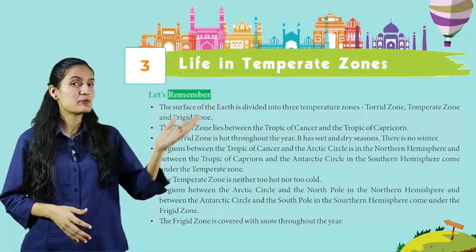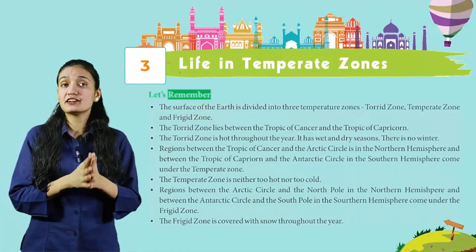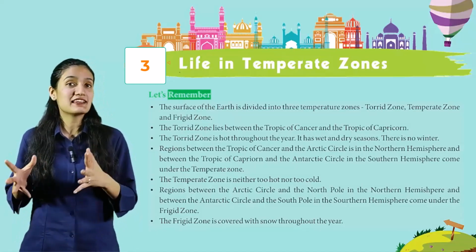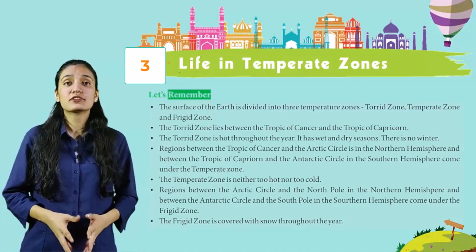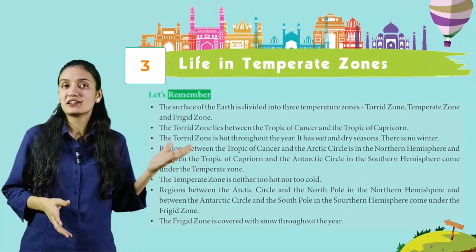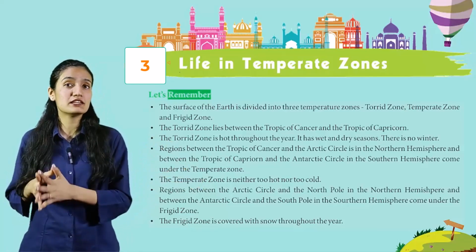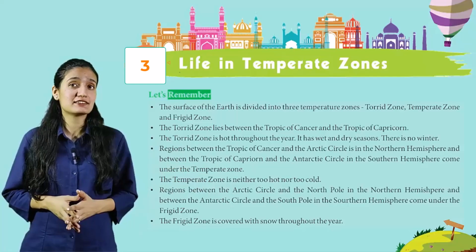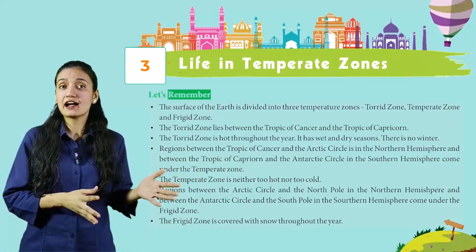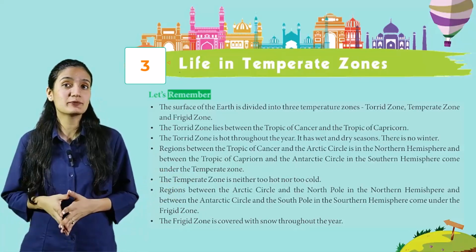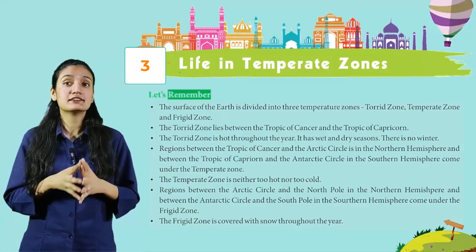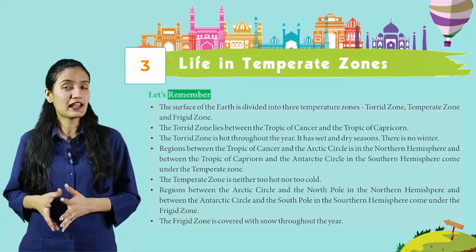Now kids, let's remember: the surface of the earth is divided into three temperature zones: torrid zone, temperate zone and the frigid zone. The torrid zone lies between the Tropic of Cancer and the Tropic of Capricorn. The torrid zone is hot throughout the year. It has wet and dry seasons. There is no winter. Regions between the Tropic of Cancer and the Arctic Circle in the northern hemisphere, and between the Tropic of Capricorn and the Antarctic Circle in the southern hemisphere come under the temperate zone.